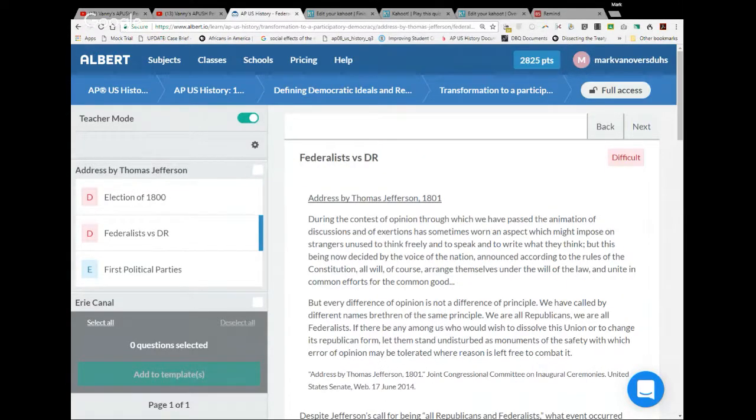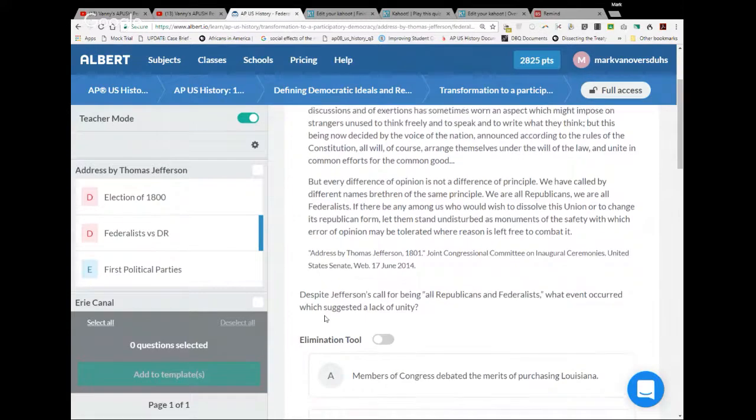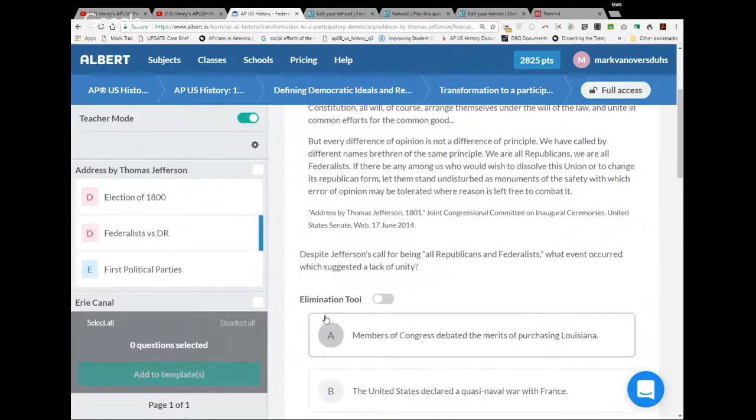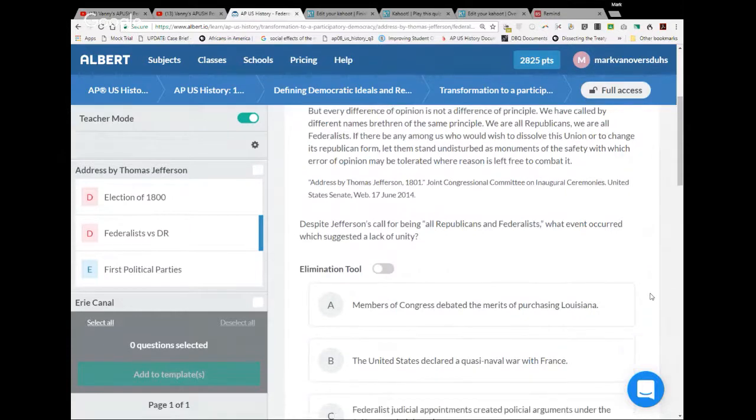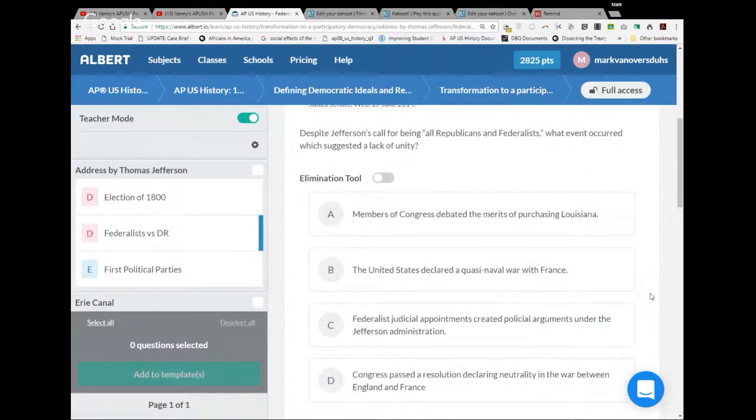So nicely done. Let's take a look at one more regarding this one. Same stimulus. Now, let's take a look at the question. Despite Jefferson's call for being all Republicans and Federalists, what event occurred which suggested a lack of unity? A, members of Congress debated the merits of purchasing Louisiana. B, the United States declared a quasi-naval war with France. C, Federalist judicial appointments created political arguments under the Jefferson administration. Or D, Congress passed a resolution declaring neutrality in the war between England and France.